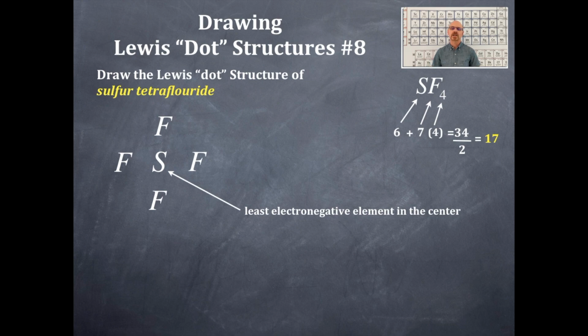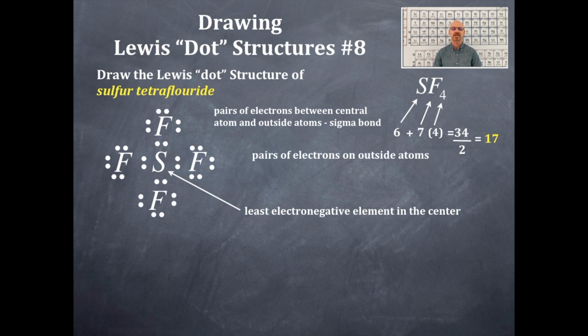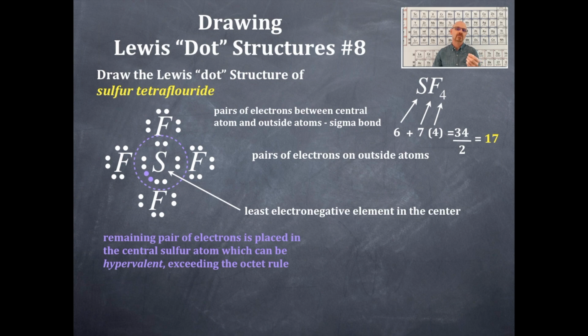Now the next thing we're going to do is take those 17 pairs of electrons and place pairs of electrons between the central element and the outside elements. Now I have formed a single, or sigma, bond. I still have remaining pairs of electrons. I'm going to put those pairs of electrons on the outside of the fluorines, like thus. Now how many pairs of electrons do I have remaining? I think I have 1 more remaining. So that's going to go right down in the middle, on the central element.